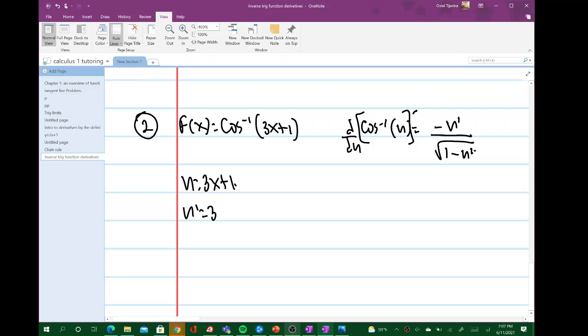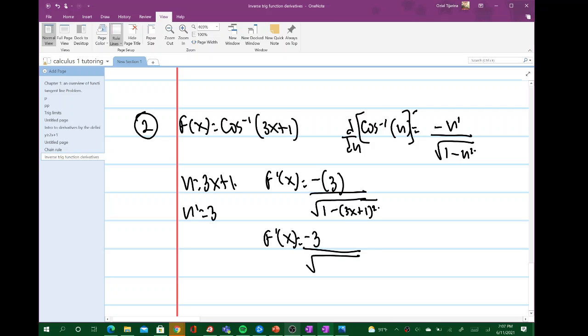And so then the derivative f prime of x is going to be equal to negative the quantity 3, because u prime is 3, over the square root of 1 minus the quantity 3x plus 1 quantity squared. So f prime of x equals negative 3 over the square root of 1 minus the quantity 3x plus 1 quantity squared. You don't have to simplify this any further, you can just leave it how it is.